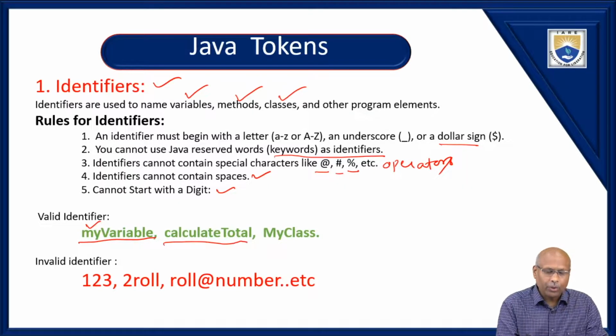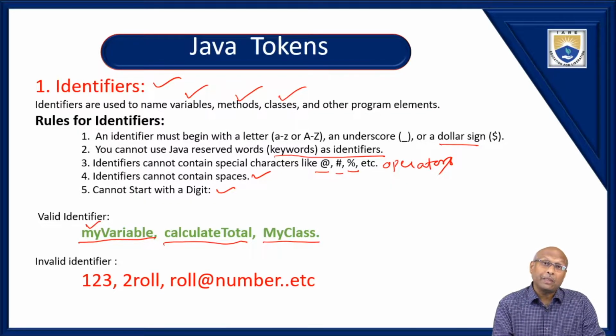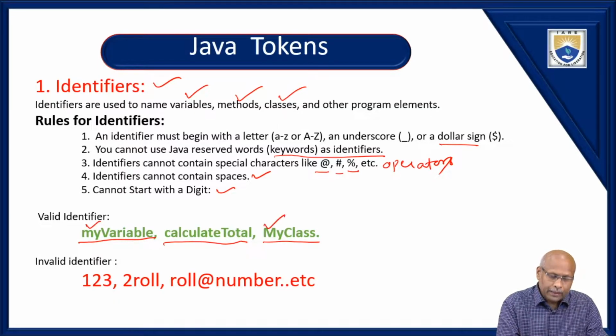Next, calculate total. This is also a valid variable. My class. This is also a valid variable. That means these are all following these five lines. Here the first letter is lowercase. Here the first letter is uppercase. So uppercase or lowercase characters are allowed in an identifier.